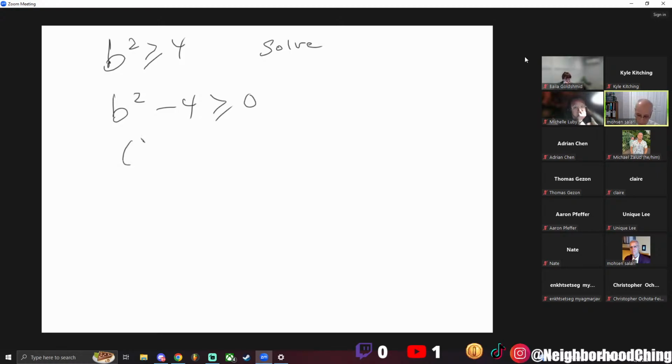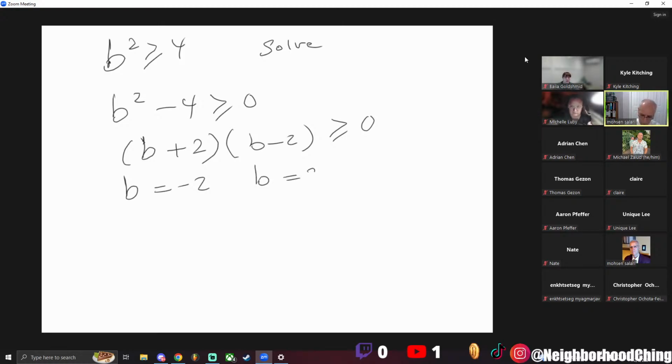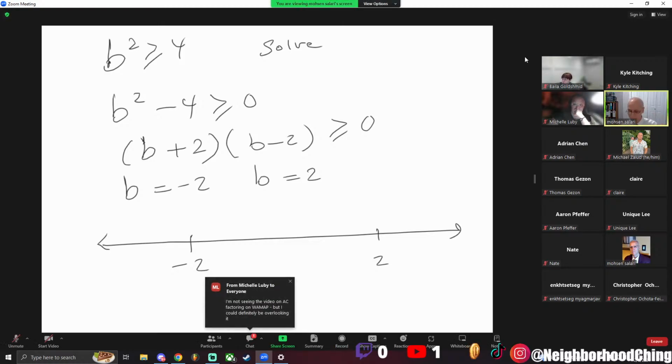So this is going to be b plus 2, b minus 2, difference of squares, greater than or equal to 0. So the critical points are going to be b equals -2 and b equals +2. So -2, +2. To the left of -2, let's say -3. -3 squared is 9. Is 9 greater than or equal to 4?